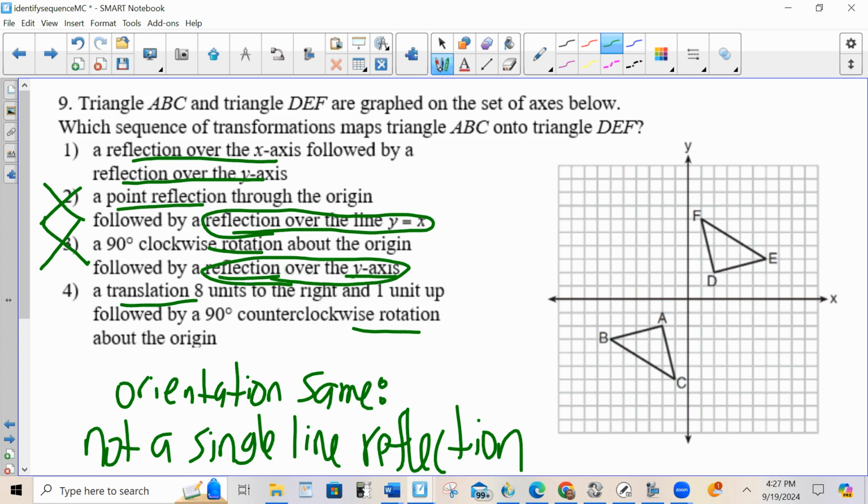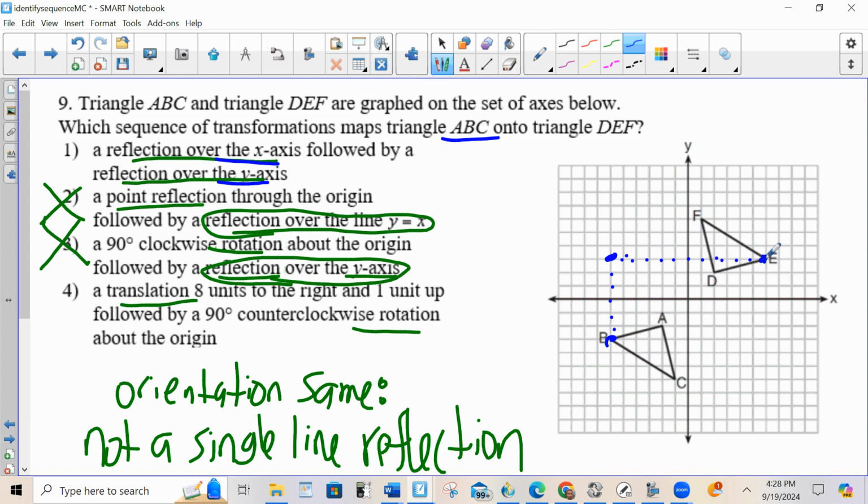I'm going to try choice 1. Reflection over the x followed by a reflection over the y. I'm just going to pick one point. I'm mapping ABC onto DEF, so I'm going to use point B. I'm going to reflect it over the x-axis: 1, 2, 3. Now I'm going to reflect it over the y-axis: 1, 2, 3, 4, 5, 6.